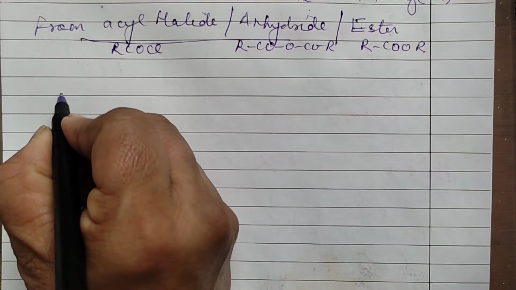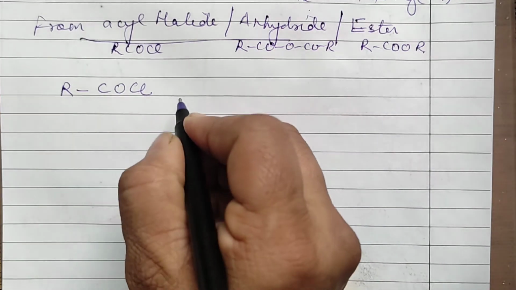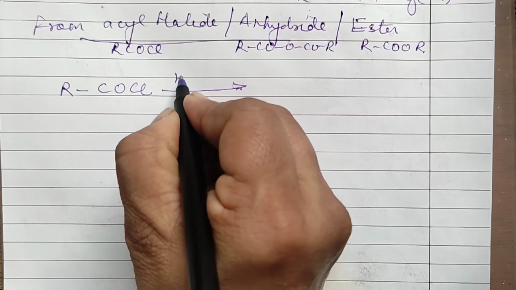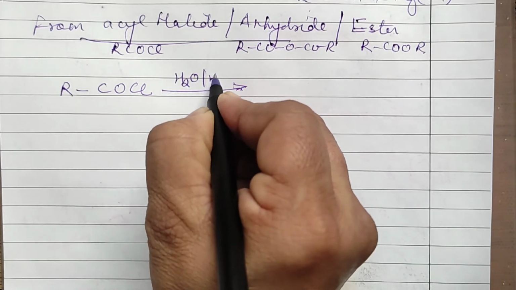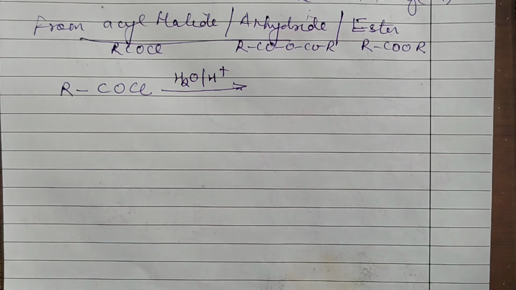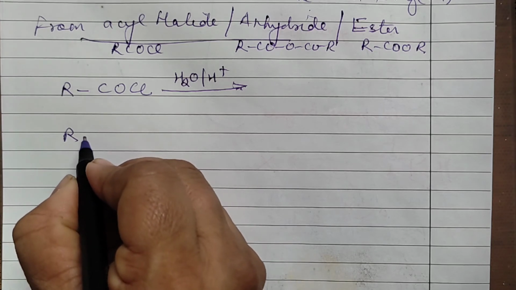So if we are writing, say, RCOCl, right? If you carry out its hydrolysis, you can remember one standard method, hydrolysis in the acid medium, you will be getting the corresponding product. I will write down for all and then, together, write down the products for them.